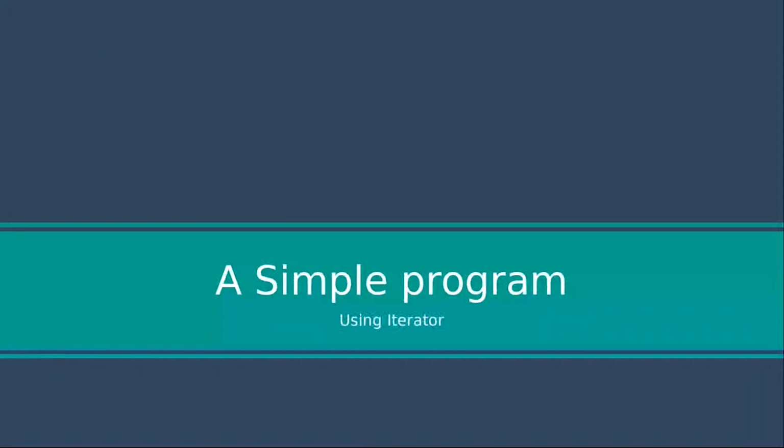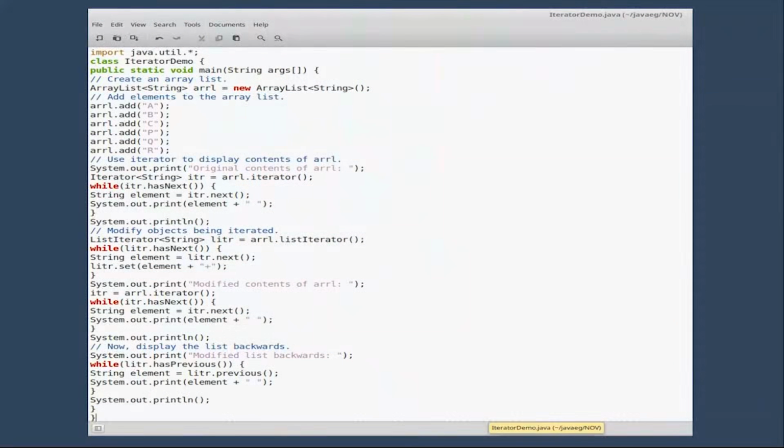So next, a simple program using iterator. Here we'll see both the use of an iterator and a list iterator. See this simple program. We have to import java.util.* over here just because the collections framework resides in the util package. Then class IteratorDemo, public static void main(String[] args). First we create an ArrayList. So ArrayList of String, here we are implementing generics. Generics has been implemented in Java from JDK 5 onwards.